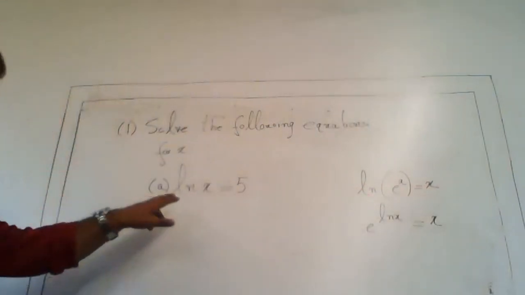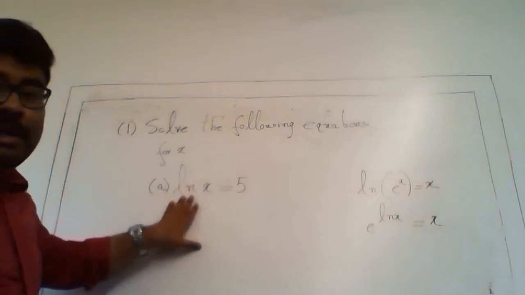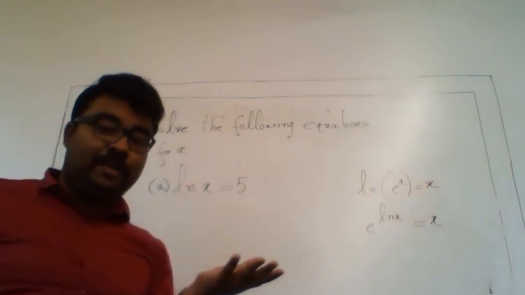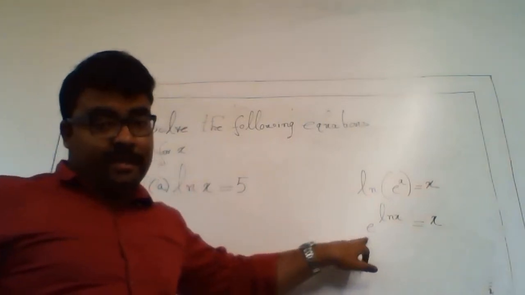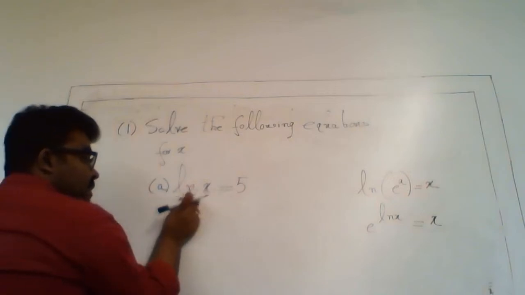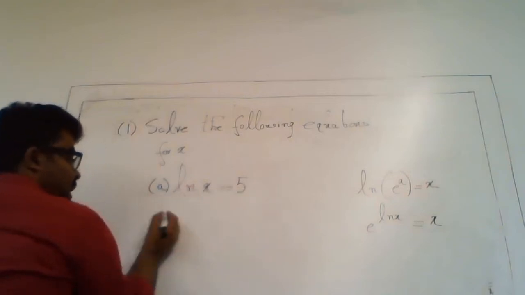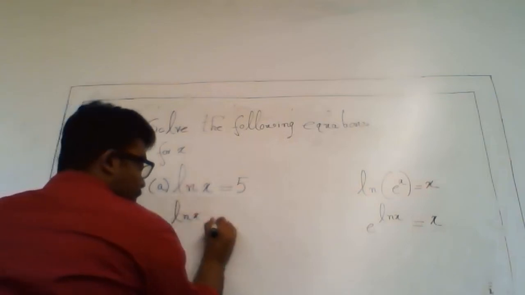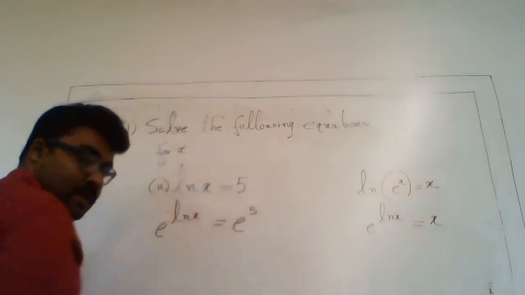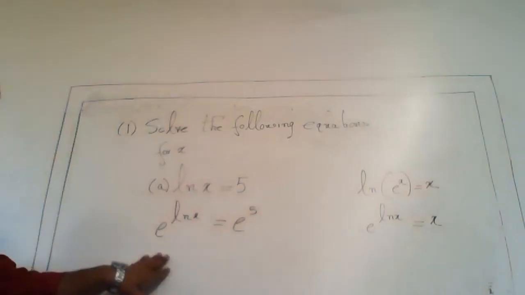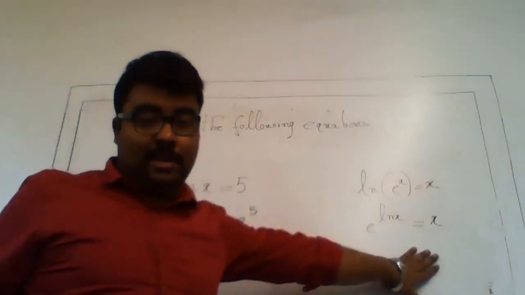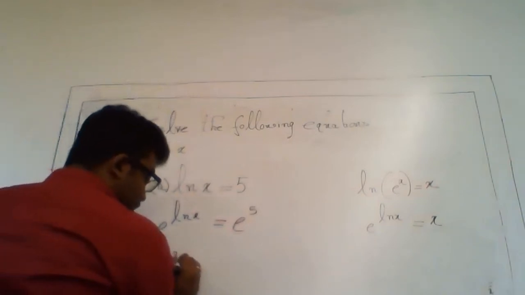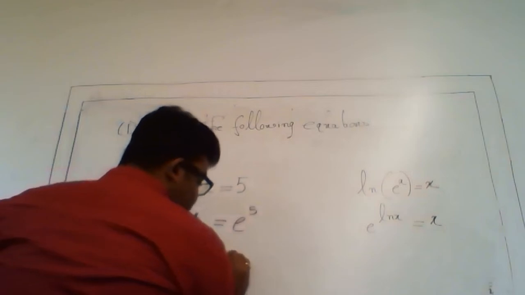Now which one to use depends upon the scenario. For example, here I already have ln x. So in order to cancel this ln x, I need to bring in the exponential function. That means I will have to apply this. So what I do is raise e to the power of both sides. In the next step, e to the power ln x equals e to the power 5. Now you see e and ln x, so by this law it just becomes x. So x equals e to the power 5. So e to the power 5 is the required solution.